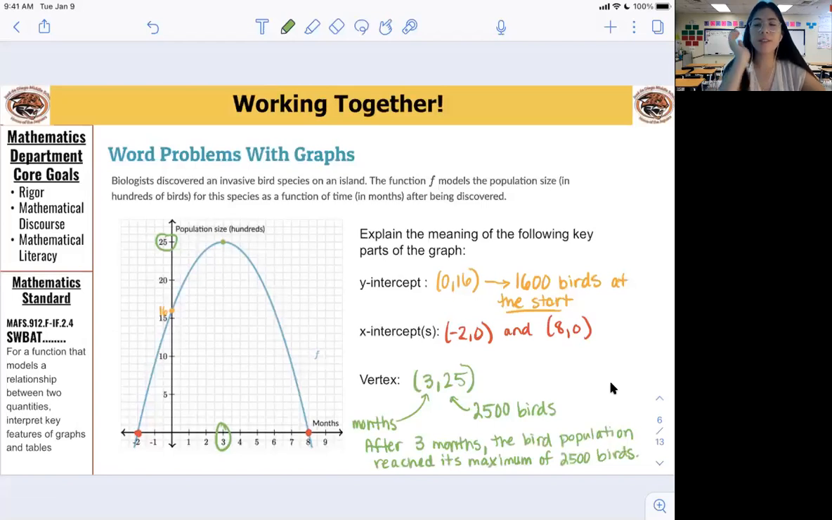Do both of the x-intercepts make sense? Guillermo's telling me no in the chat. No, because since it's a real world thing, the negative side will not be viable. Good. So anything that happens on this side of the graph is not viable because we can't go back in time.